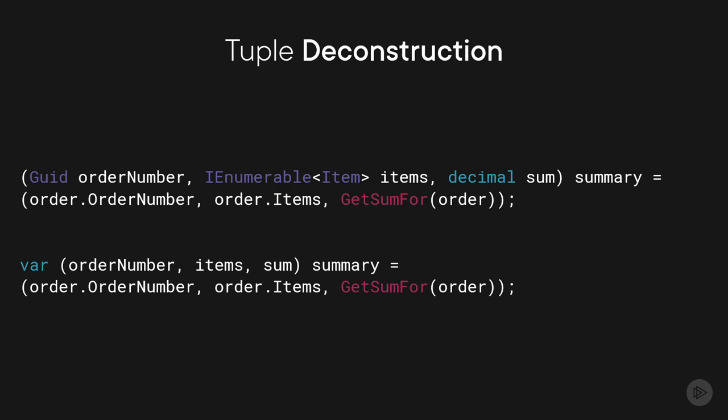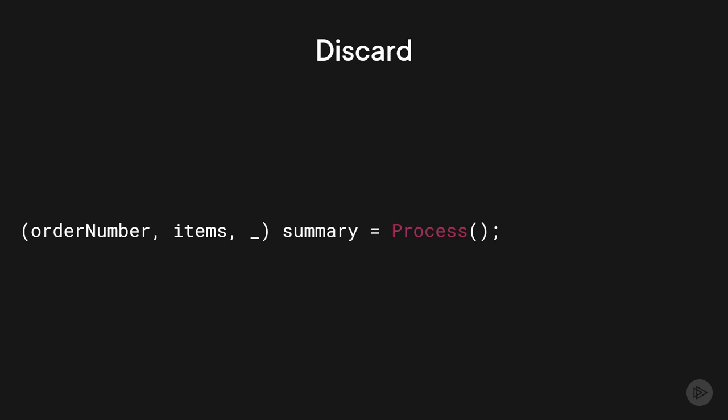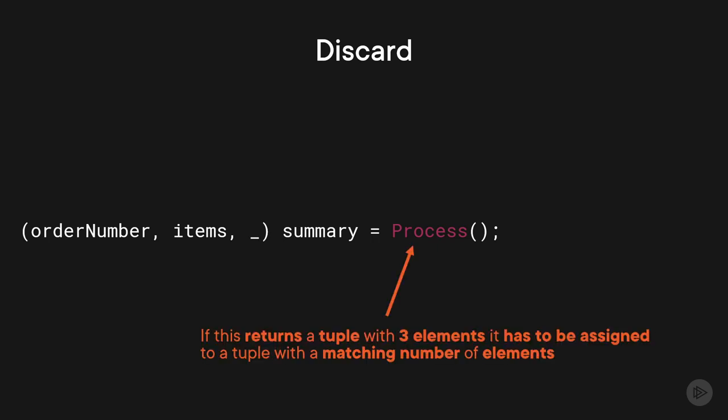If you want, when deconstructing the tuple, the values can be assigned to already existing local variables. There might be values that exist in the tuple which you don't care about. For those situations, you can use a discard to indicate that you don't want that stored in a local variable. You have to do this because the left and the right-hand side of that assignment need to have the same number of elements.